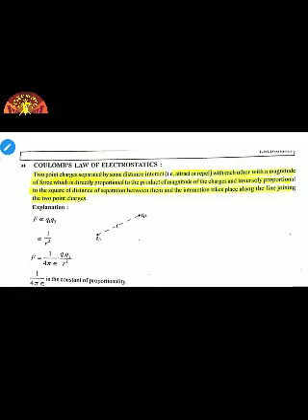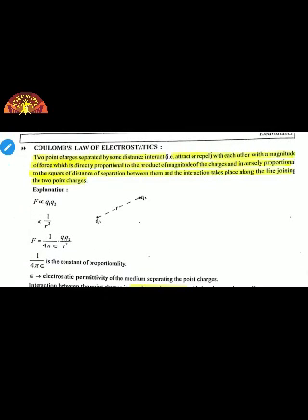Okay. So the next topic is Coulomb's law of electrostatics. This Coulomb's law basically deals with the attraction or repulsion between two charged bodies or two charges kept at a certain distance apart. Let's say r distance. Okay. So this Coulomb's law states that when two charges, like if you have two charges q1 and q2 placed r distance apart, as it is shown in the picture over here.